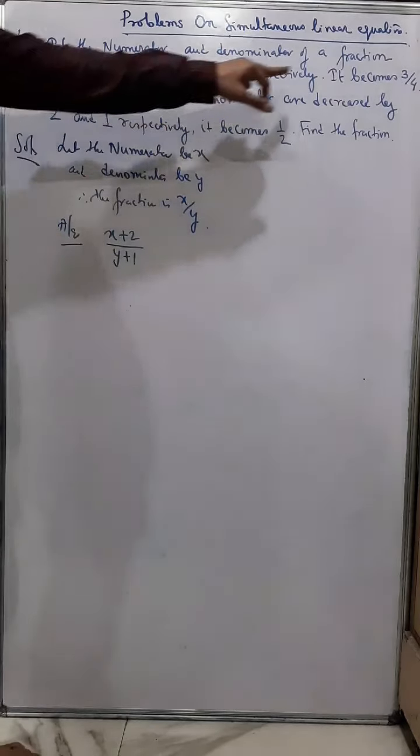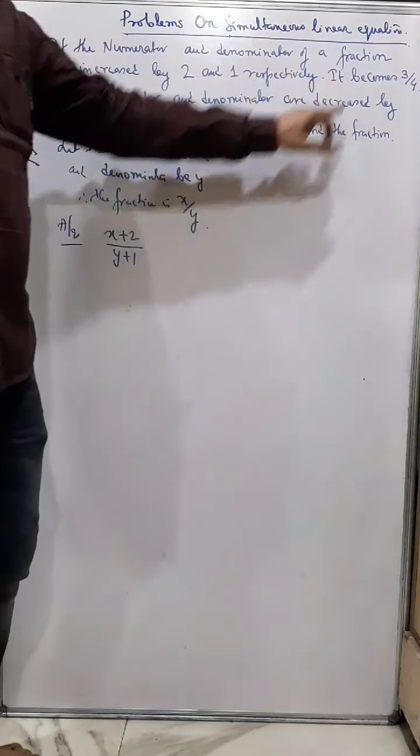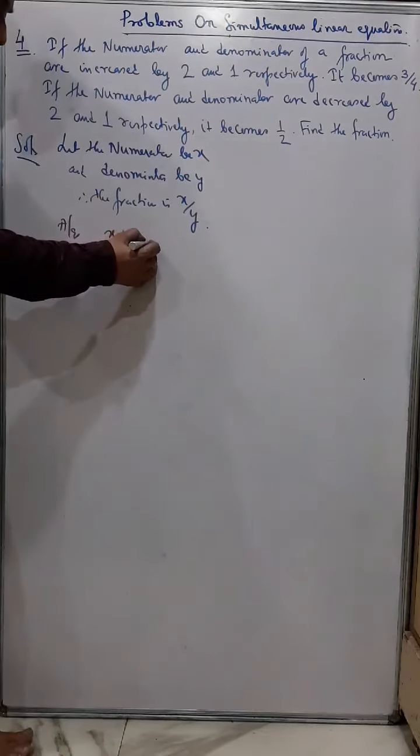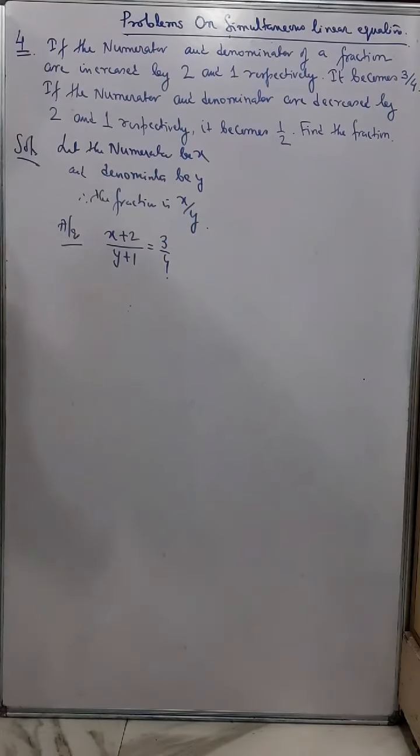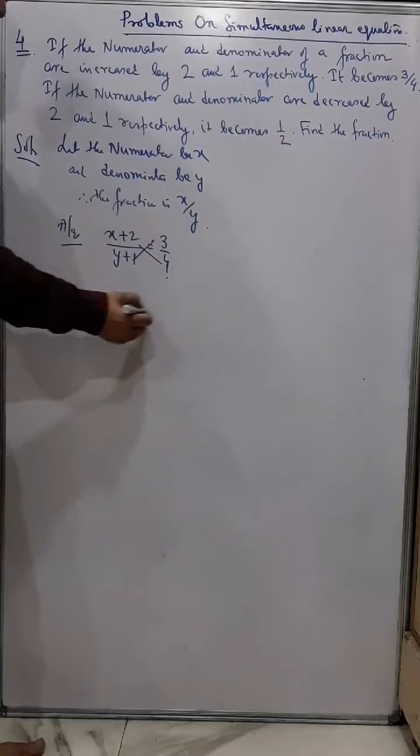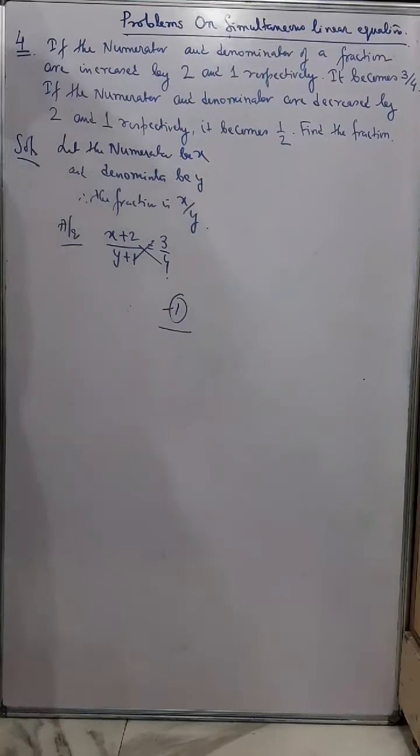But according to this, they told what? It becomes 3 by 4. So very easy, you can understand. Is equal to 3 by 4. So you can cross multiply and then set, and then you can get this one as first equation.